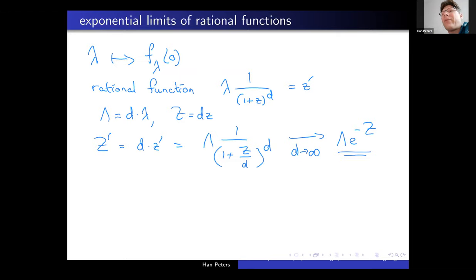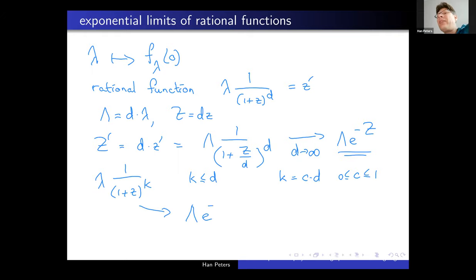And similarly, if I have lambda times 1 plus z to the power k, where k is less or equal to d, so I can write k as some c times d, where c is between 0 and 1, then this goes to lambda times e to the power minus c times z. Okay? So where for finite d, I have a discrete family of maps, here I have a continuous family of maps, which is easier.